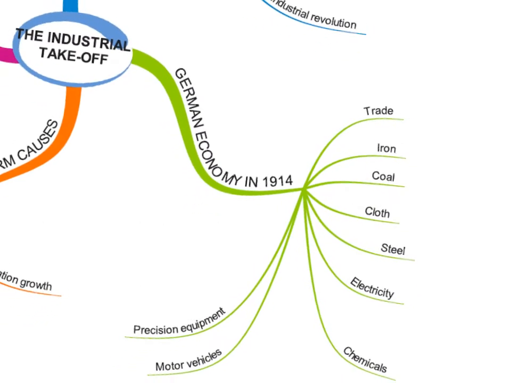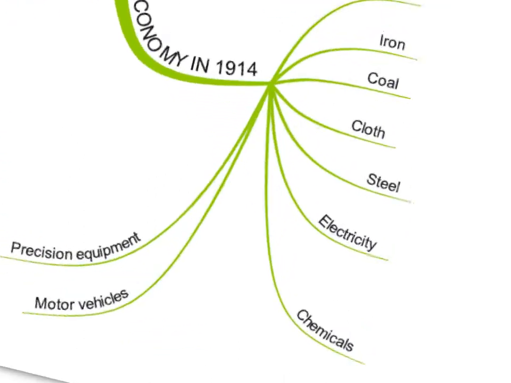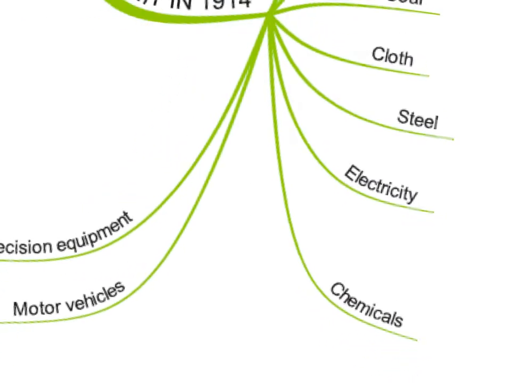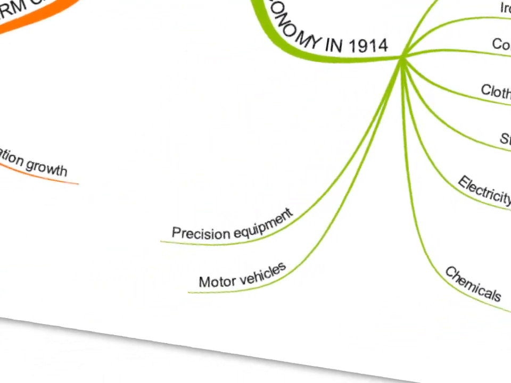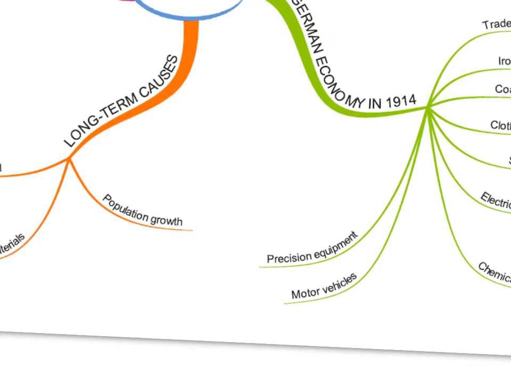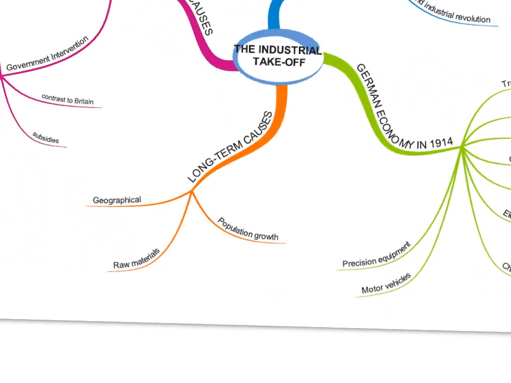And then we looked at the German economy in 1914. By that point, Germany had overtaken Britain as the workshop of the world, as Britain used to be called, and now Germany, certainly in terms of Europe, was the leading industrial nation, in particular electricity and chemicals, precision instruments, precision equipment, Zeiss cameras, etc., motor vehicles.